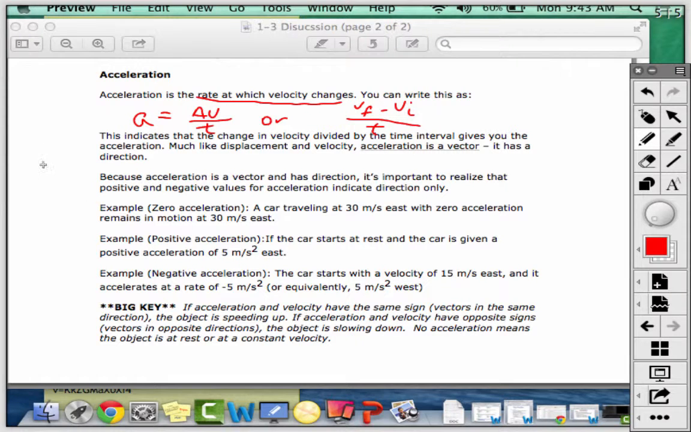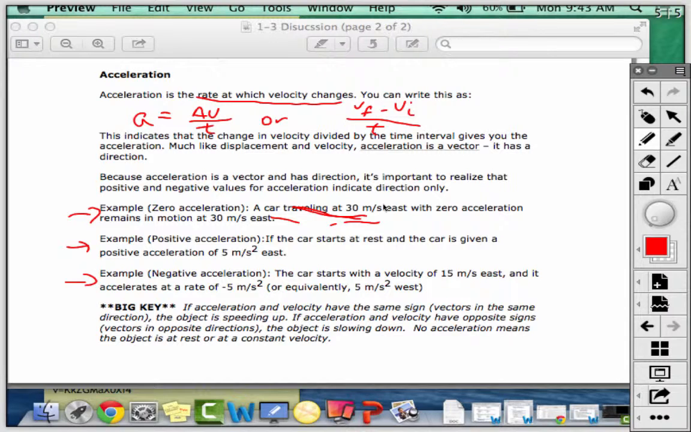Down here I put some examples for you to ponder. This is an example of zero acceleration. A car traveling at 30 meters per second east. Basically, this car is going 30 meters per second east. It's just cruising at that velocity. There's no change in it. It's just going to go 30 meters per second.